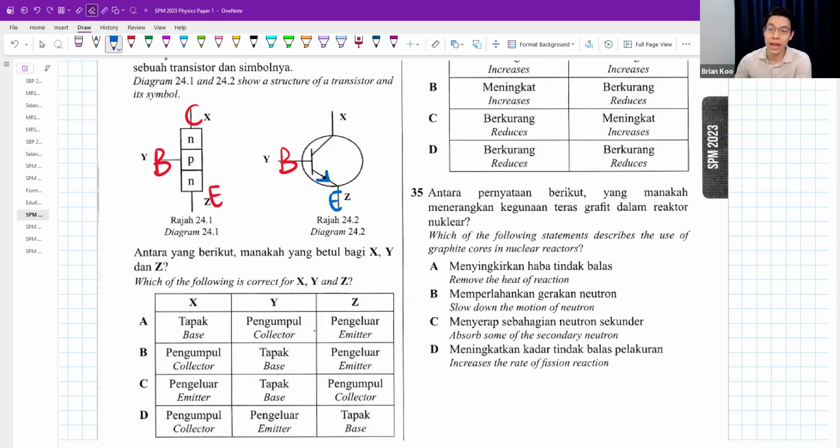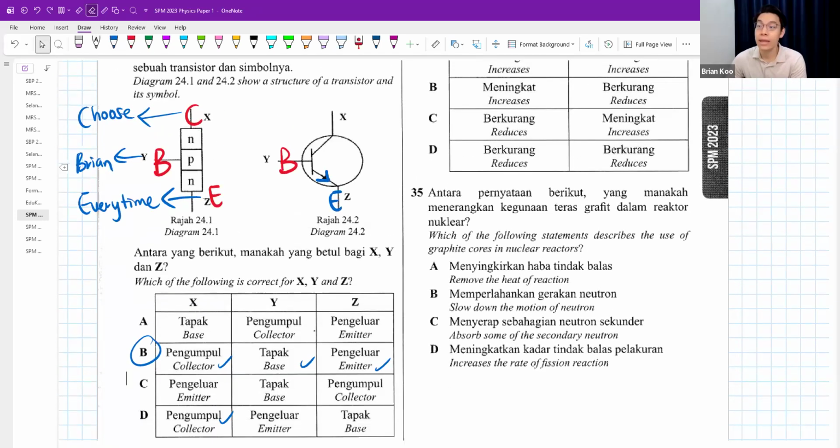I always joke and tell my students, because my name is Brian, right? I always joke and tell my students, oh, this is choose Brian every time. Yeah, CBE: collector, base, emitter.